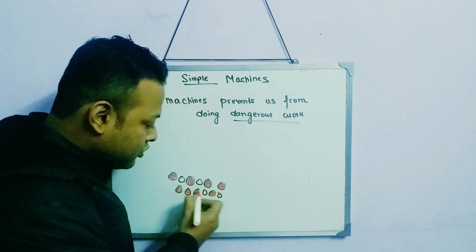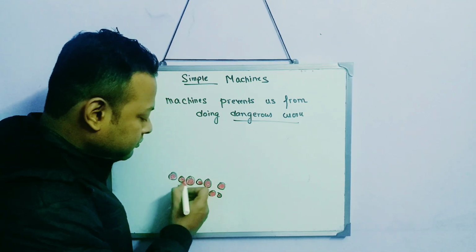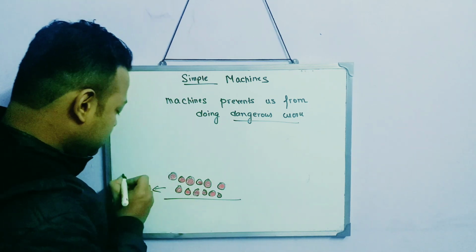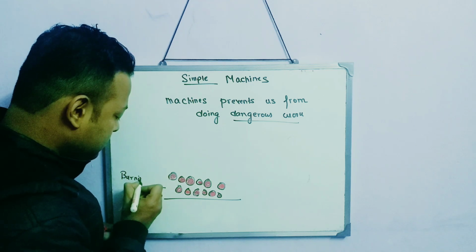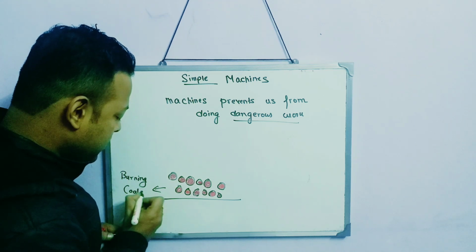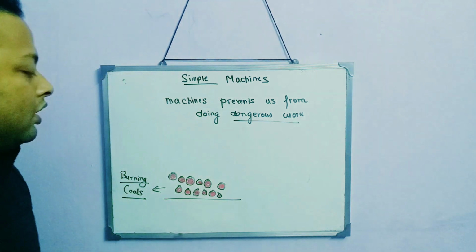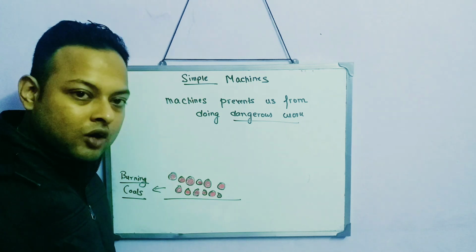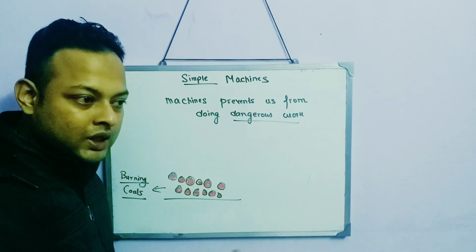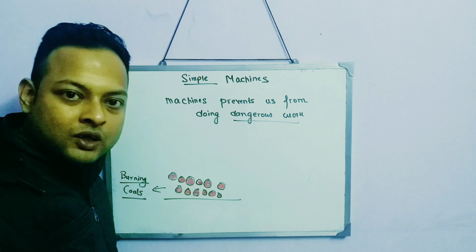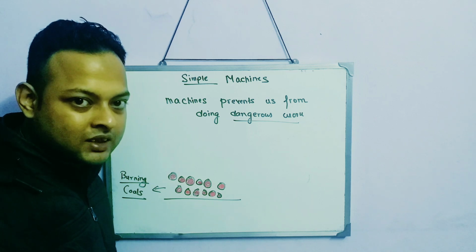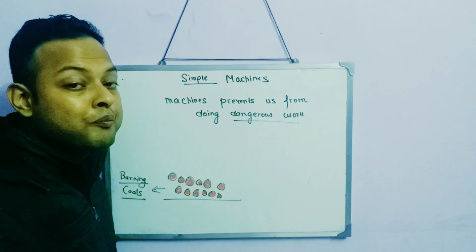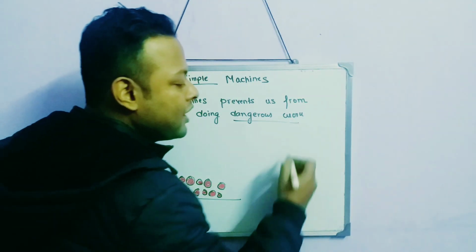I've drawn a few more burning coals. Now suppose we have to lift one of these burning coals with our hand. I think that is not a very good idea. You can easily burn your hand. So what we do over here is use a pair of tongs.